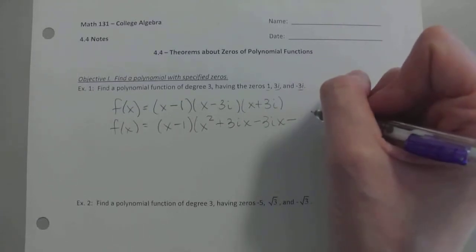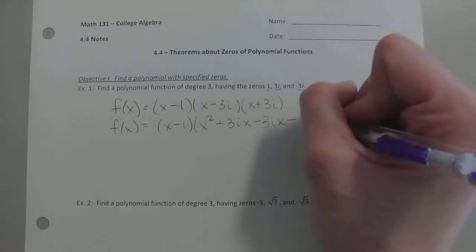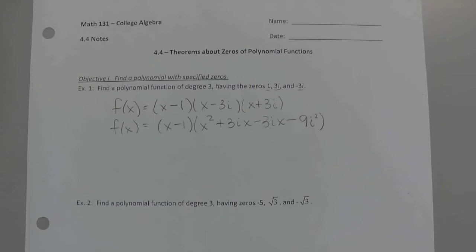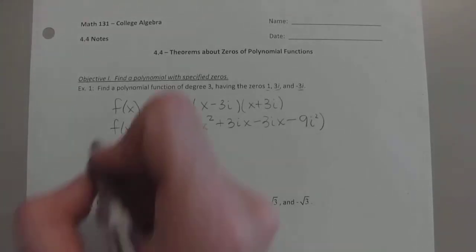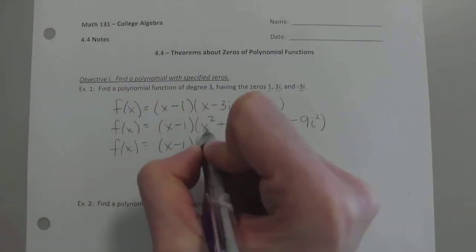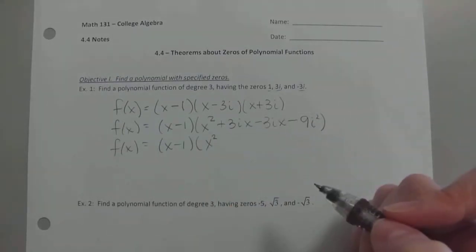Don't worry about what the i squared is first, because we'll clean it up in our next line, so we don't have to think too much mental math. Do you agree that that'll just be negative 9i squared? Ultimately we're going to have to clean up the 3ix's anyway, so in that next line we'll figure out what an i squared means and what it does to that number. So we have f of x equals x minus 1. x squared will be x squared, but what happens with these two middle terms?